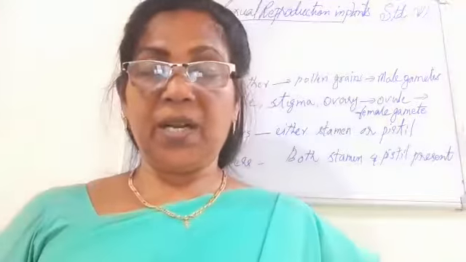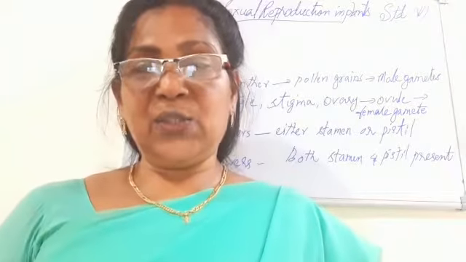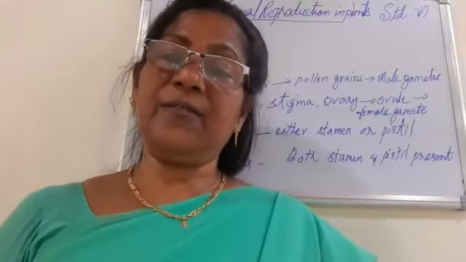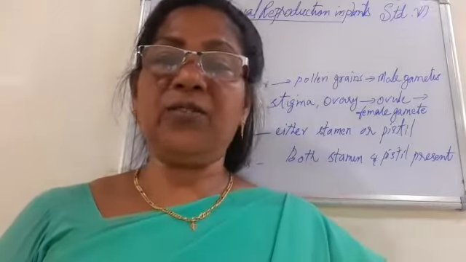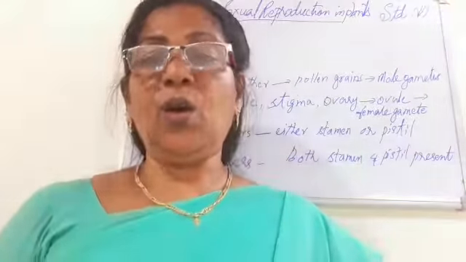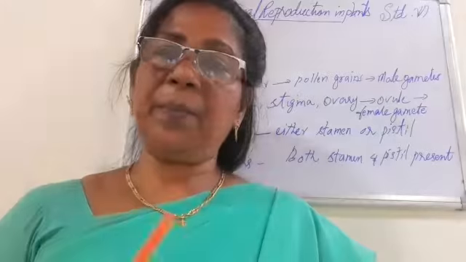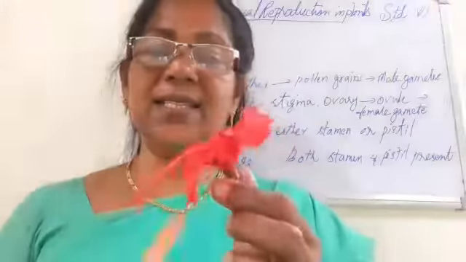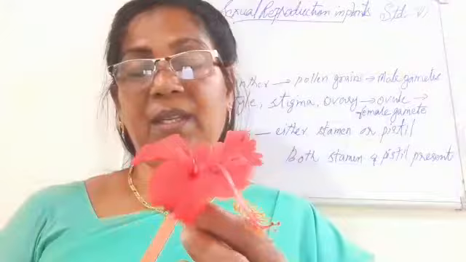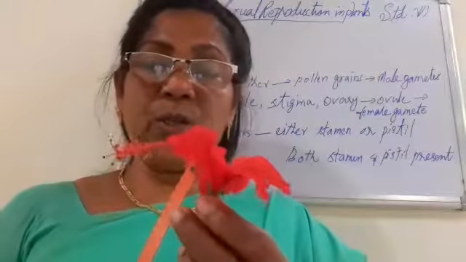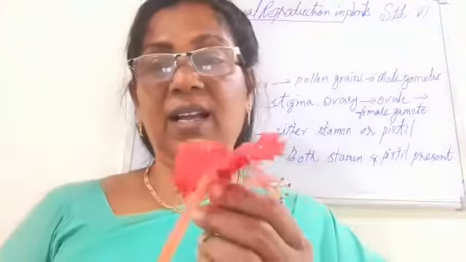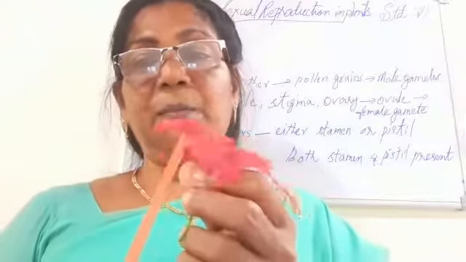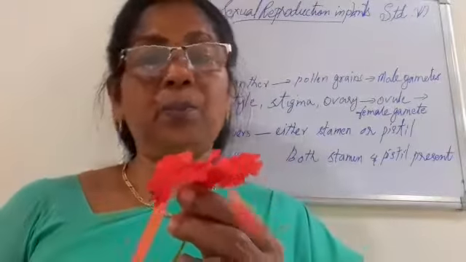What is sexual reproduction? Sexual reproduction means new plants are produced from sexual parts of a plant. What is the sexual part of a plant? The sexual part of a plant is its flower. And a flower is always colorful and fragrant to attract bees and butterflies for pollination.